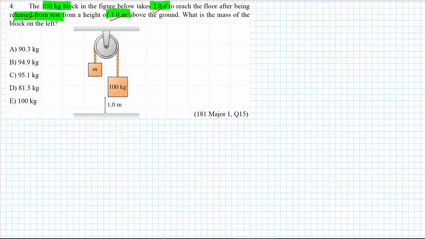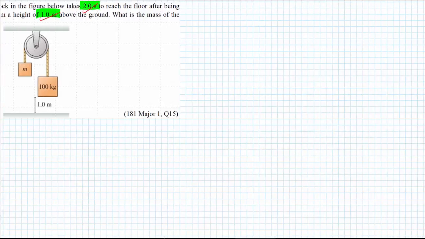So we can use the first equation of motion. If you remember, we have 3 equations for the motion. Let us remember them. V equals VI plus AT. The final speed equals the initial speed plus the acceleration times time. You can add times if you like.